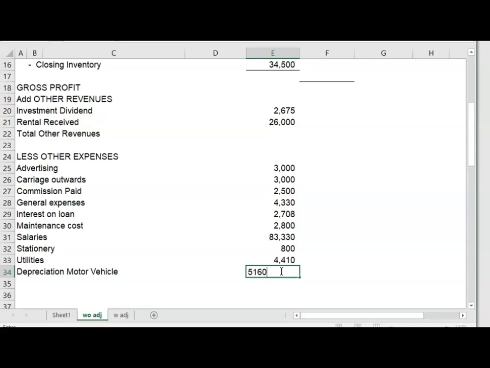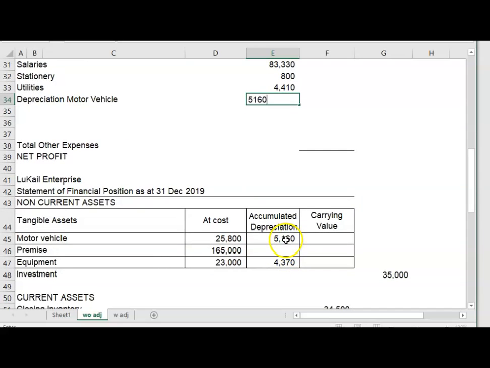$5,160. So here you put other expenses, and another one you will write into the accumulated depreciations. So here you already have the last year figure, 5160. So you need to add that amount, 5160, with this year's amount again. So your accumulated depreciations will be added with this year's depreciations. So the accumulated depreciation now, it's been added, becomes 10,320. So you will put it in two places: other expenses and also the accumulated depreciation.